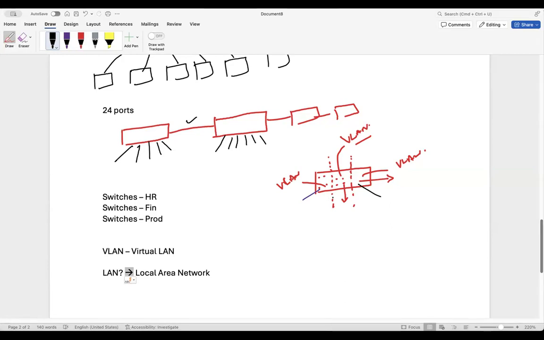Can they talk to each other? Directly, no, because this is a different network, this is a different network, this is a different network. Then you need to take the help of a router to achieve the communication. Is it clear?